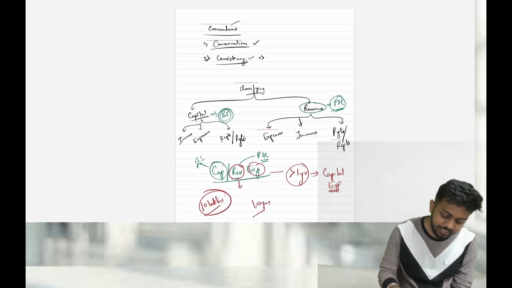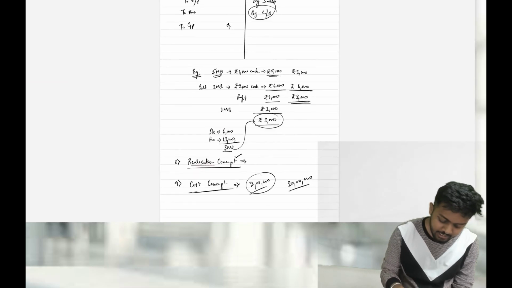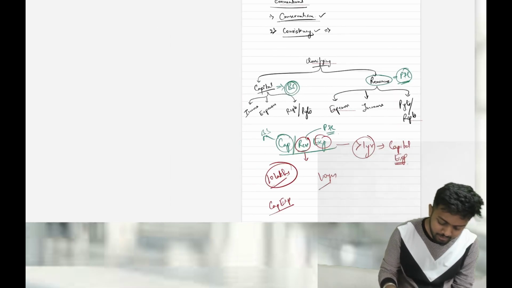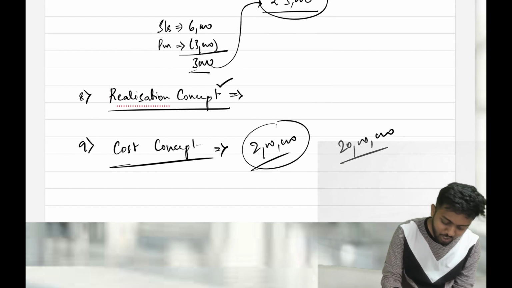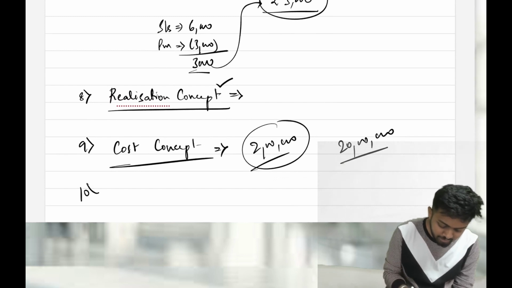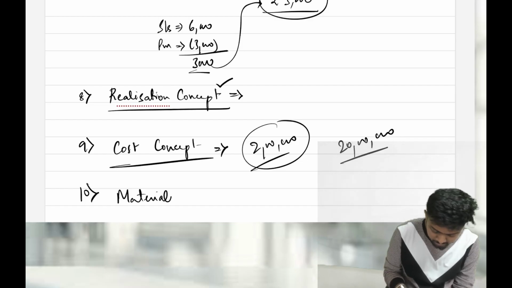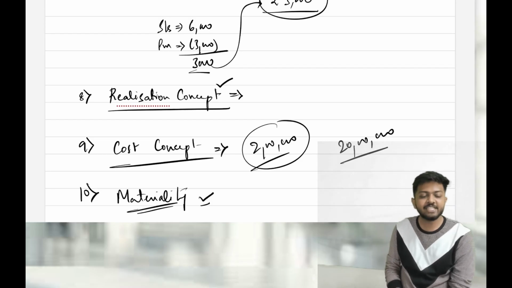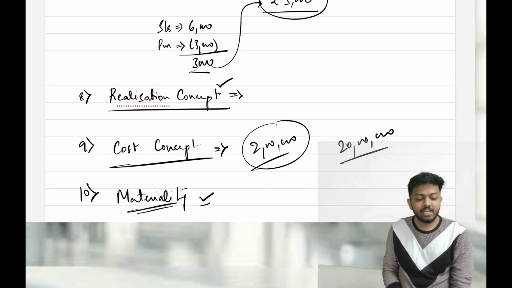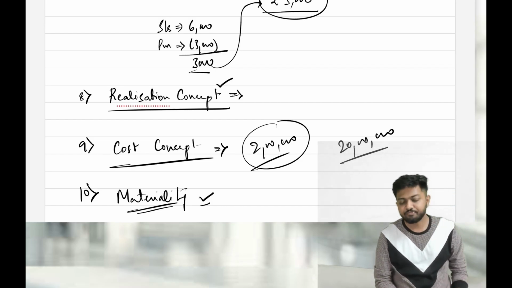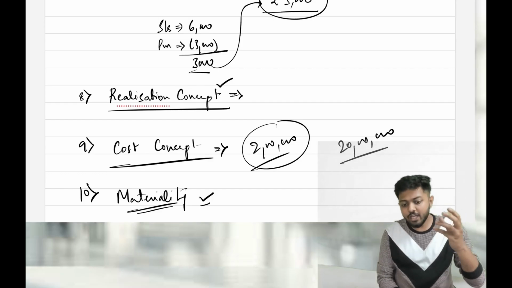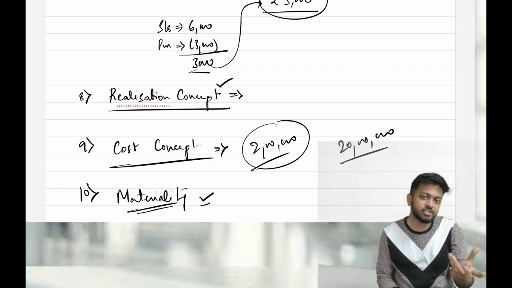Then we learned some more. After cost concept, one more concept, what did we learn? We learned materiality concept, correct? No, what is materiality concept? What is material first of all? Material means it is any information from which the decision of the users of the financial statements will change.